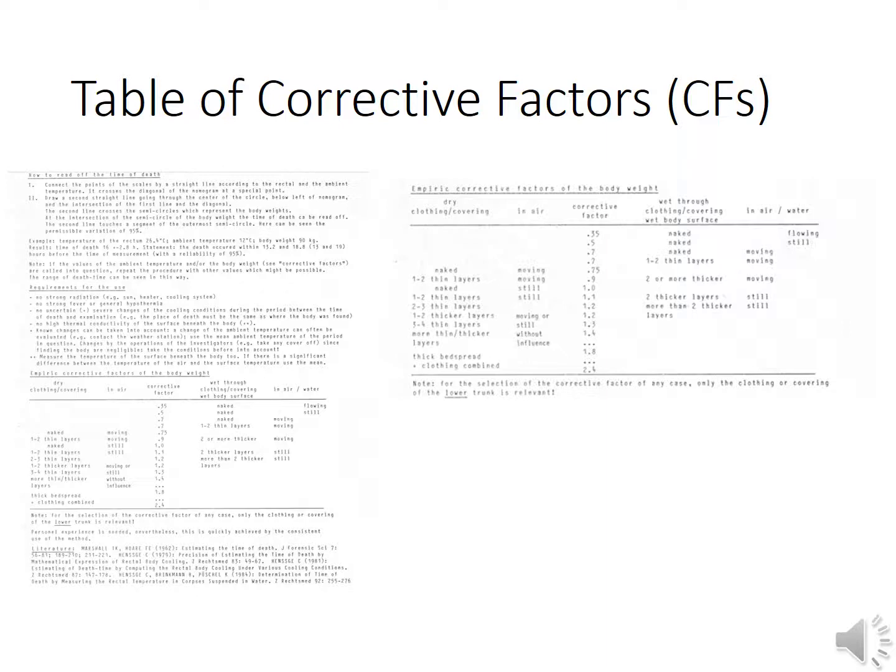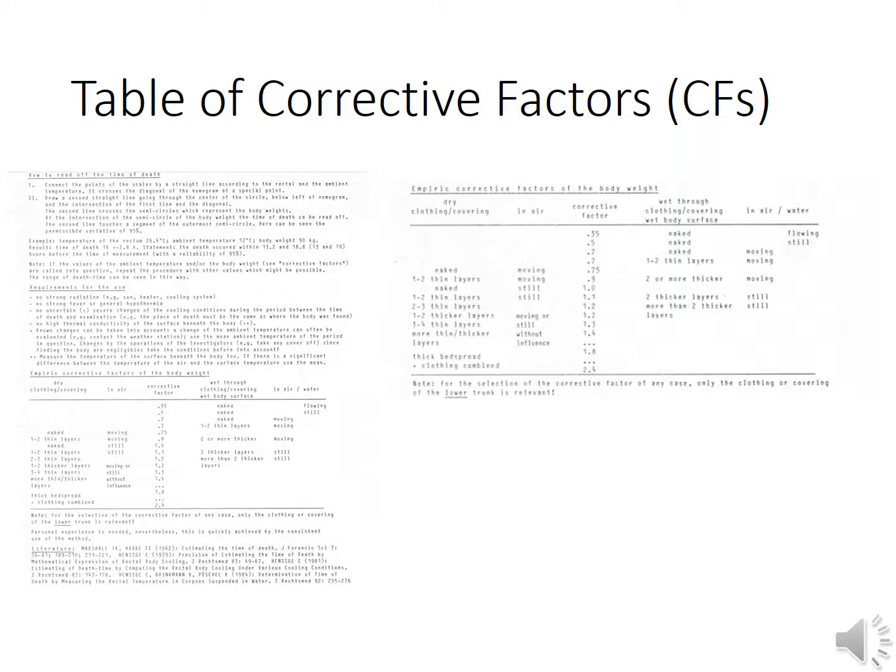On the right-hand side is when you're wet through either the clothing or the covering. So there's a wet body surface that typically causes the body to lose heat a lot faster than a dry body. So you notice we have corrective factors less than 1 for many of those cases. In the case of having clothing on that's dry, it typically causes the body to act like a heavier body mass individual. And so just think about that.